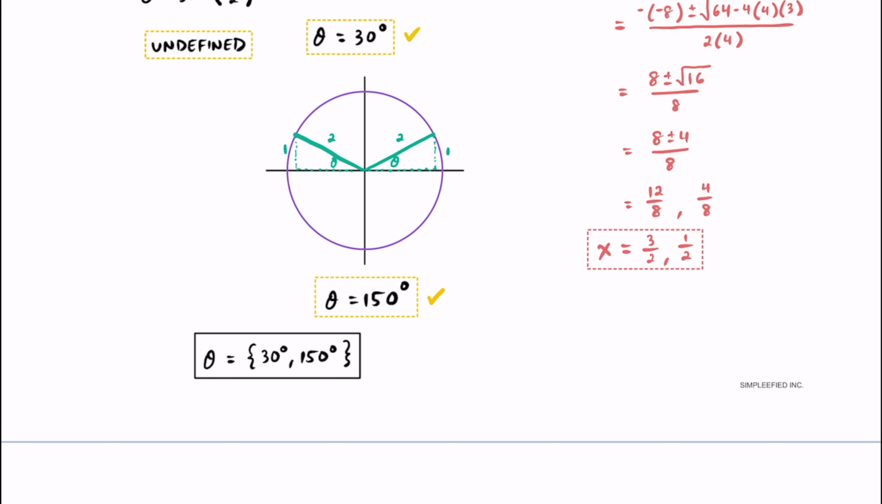So that just about wraps up this practice problem on solving a quadratic trig equation where we had to use an identity with double angles.